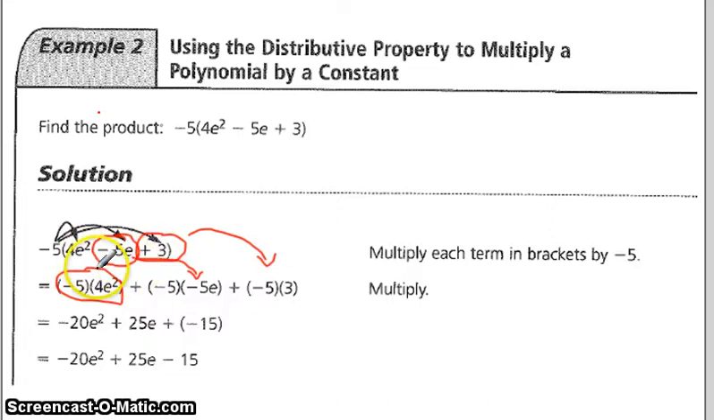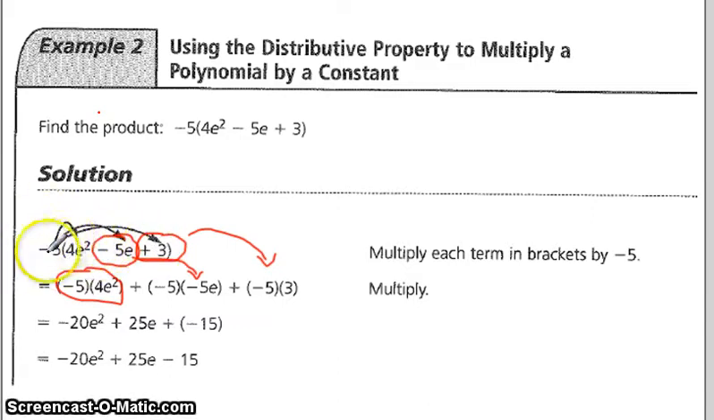In most cases, I would not write this step out. I just picked this example to show you guys what's going on here. Normally, I would just do this in my head, and feel free to do it in your head or with a calculator as well. I just say -5 times my 4e squared. I'm just multiplying the coefficients in this case because I'm only multiplying by a constant, so it's just a number times a number.